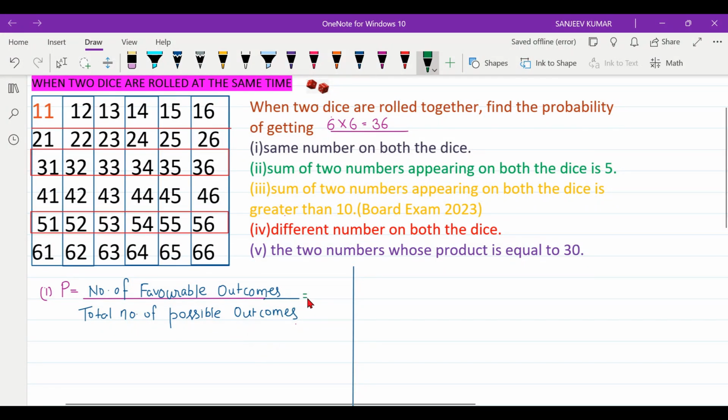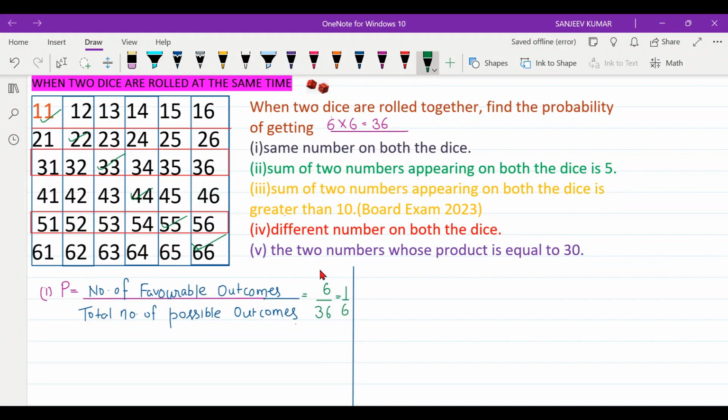Number of favorable outcomes by total number of possible outcomes. So in this first question, same number on both the sides. The first one is 1 1, then 2 2, then 3 3, 4 4, 5 5 and 6 6, correct? You can see this diagonal. So how many numbers are there? 1 1, 2 2, 3 3, 4 4, 5 5, 6 6, which means 6 numbers are there, right? So the number of favorable outcomes will be 6, and the total number of possible outcomes, we already know, is 36. So the final answer is 1 by 6.